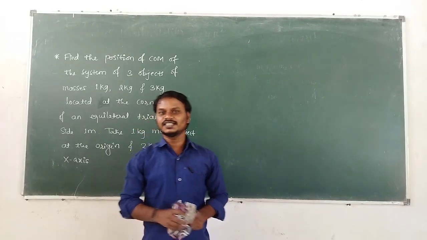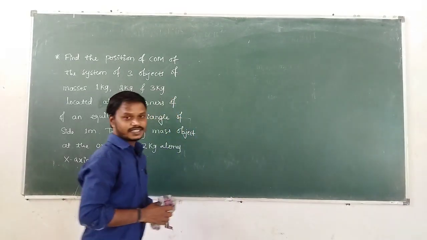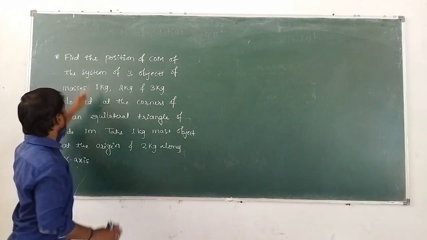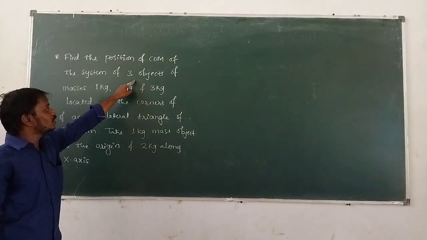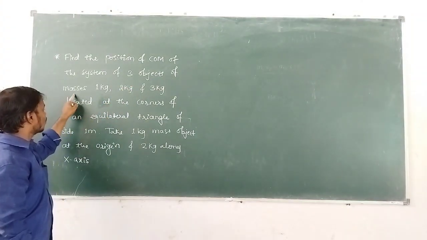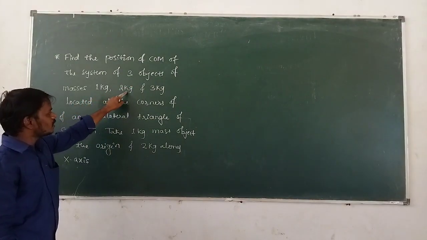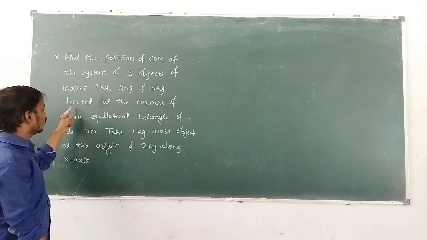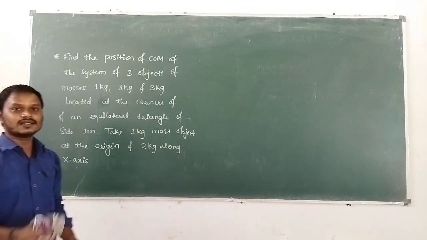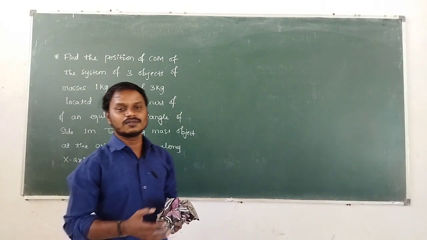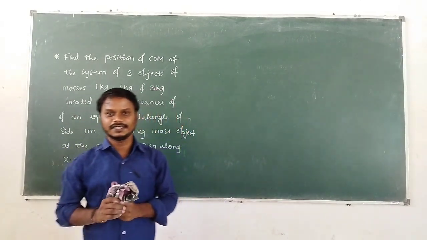So let us move to the next example. So what is the next example? See here. Find the position of center of mass of the system of three objects of masses 1 kg, 2 kg and 3 kg located at the corners of an equilateral triangle. Equilateral triangle means all sides are equal and all angles are 60 degree here.